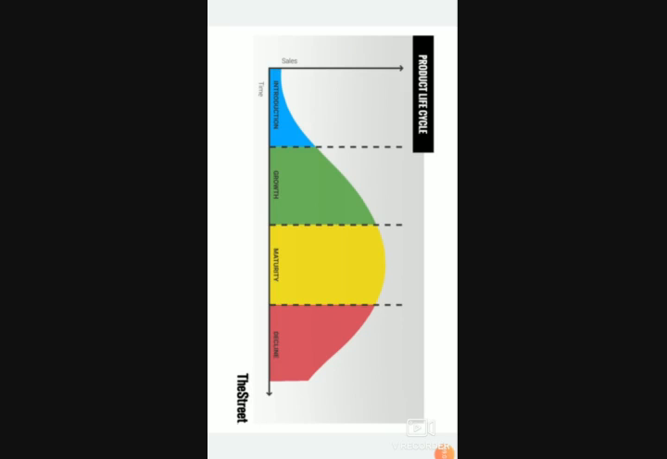This is the typical diagram of a product life cycle, and it is very important for your semester examination.